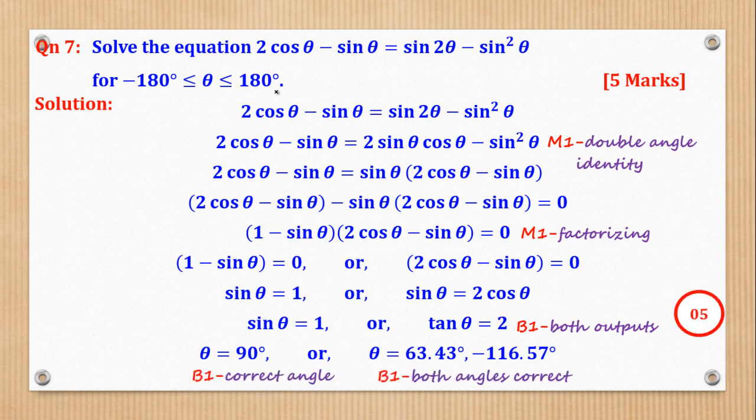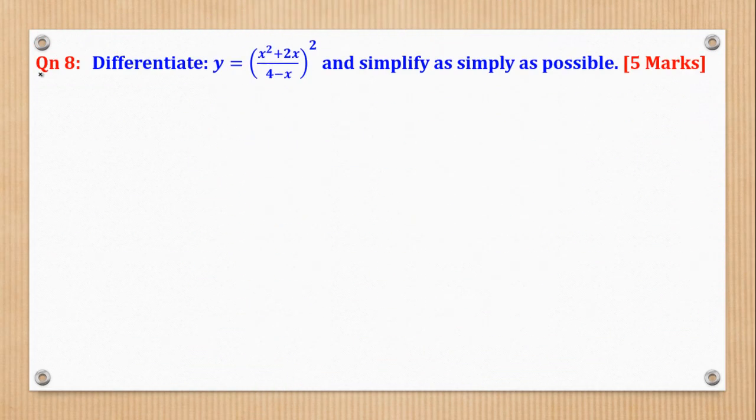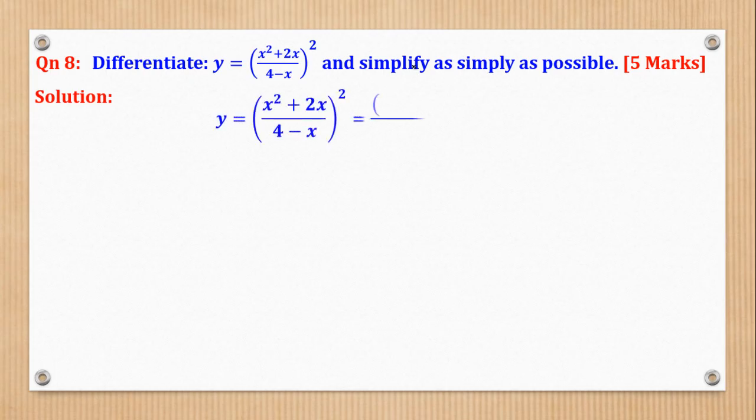Okay, so that is what they wanted. Then question 8 says differentiate this and simplify as simply as possible. For now, you have not yet learned natural logarithms, so we are going to just use the quotient rule or quotient formula. Here it means that this power is on both the numerator and denominator. That's why we did that.